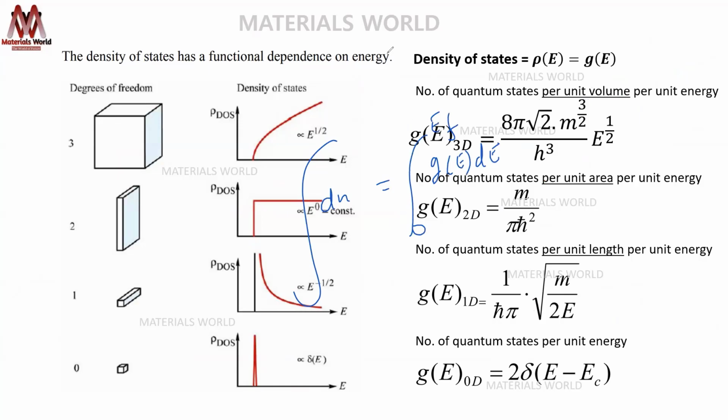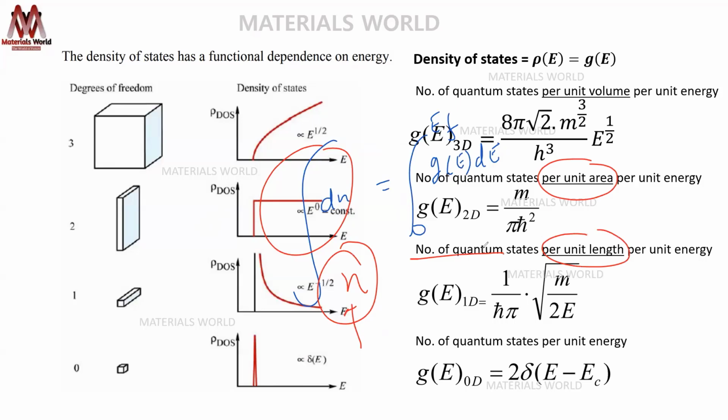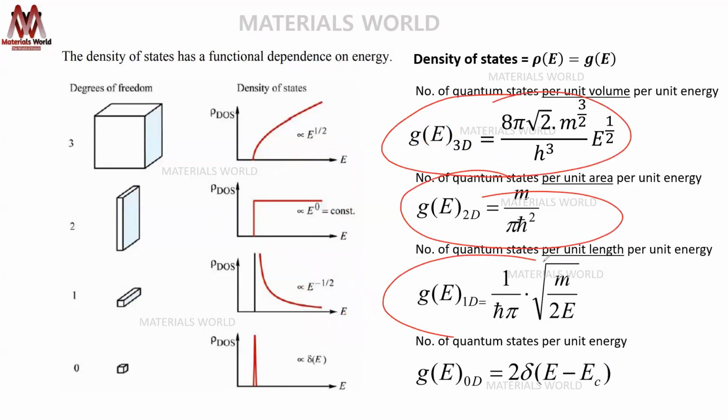So actually, this will give you your n, the number of free electrons per unit volume for 3D. For 2D, per unit area. For 1D, number per unit length. All are electron density. You can calculate n in terms of EF, because in your limit you have EF. So you can relate Fermi energy with n by integrating this expression. So it is important to remember this expression.